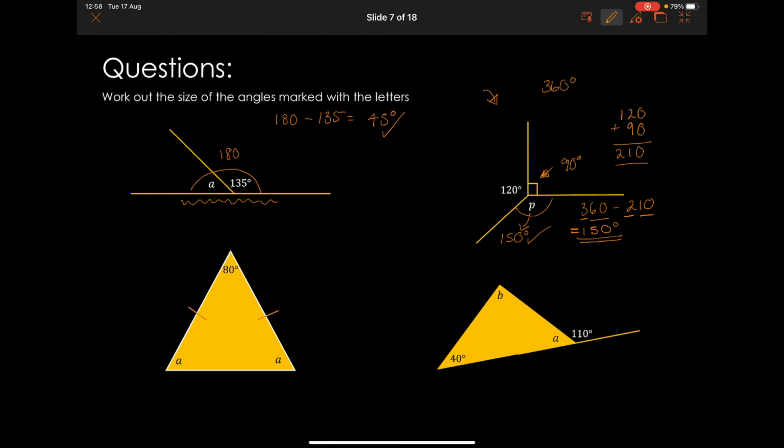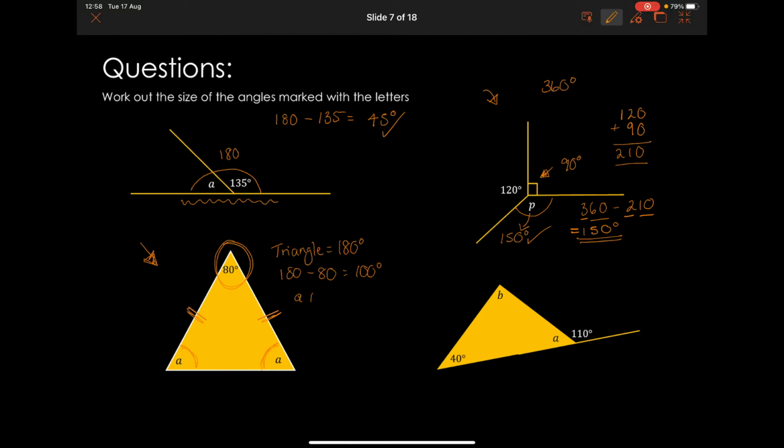And then we have this one here. It's telling us that these two sides are the same, which means these two angles will be the same. A triangle adds up to 180 degrees. Well, we already know this top angle here, okay? So if I do 180 take away 80, it leaves me with 100 degrees.